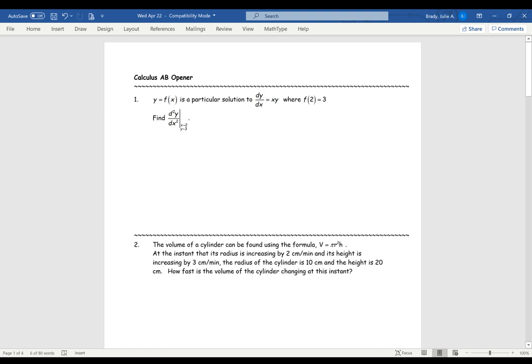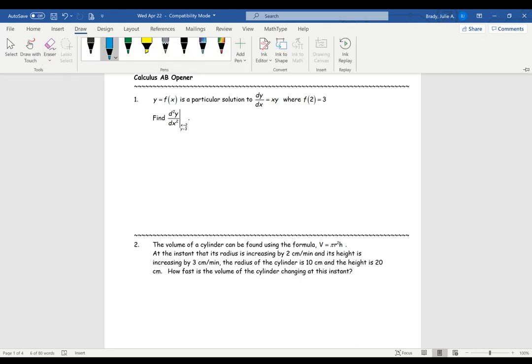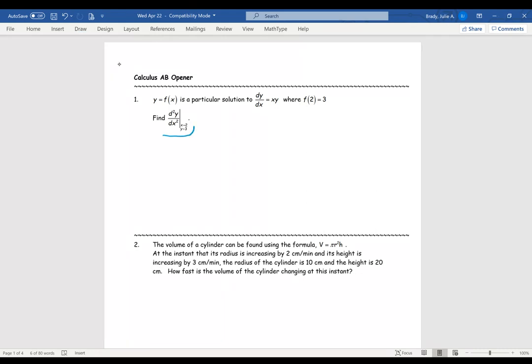Okay, so both these problems are checking whether you can do implicit differentiation. So here, they're saying I want the second derivative at a point when I know the rule for the first derivative. So we're going to take the derivative with respect to x, because that's the bottom variable, of dy/dx, and you're like, bam, product rule.